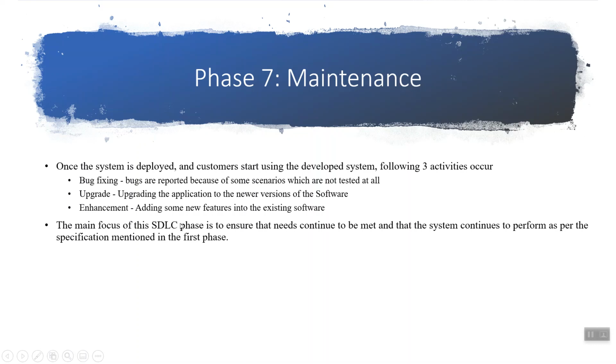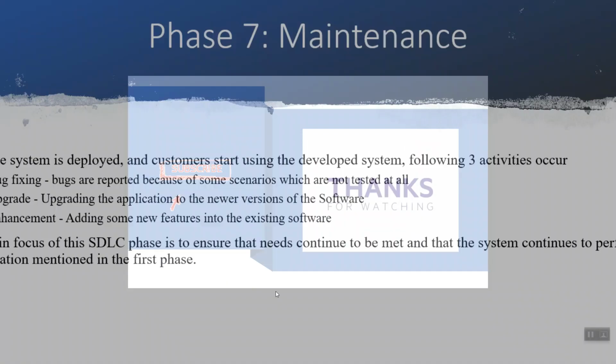The main focus of this software development lifecycle phase is to ensure that needs continue to be met, that the software continues to perform as per the specification mentioned in the first phase. So these are the 7 different phases of software development lifecycle.